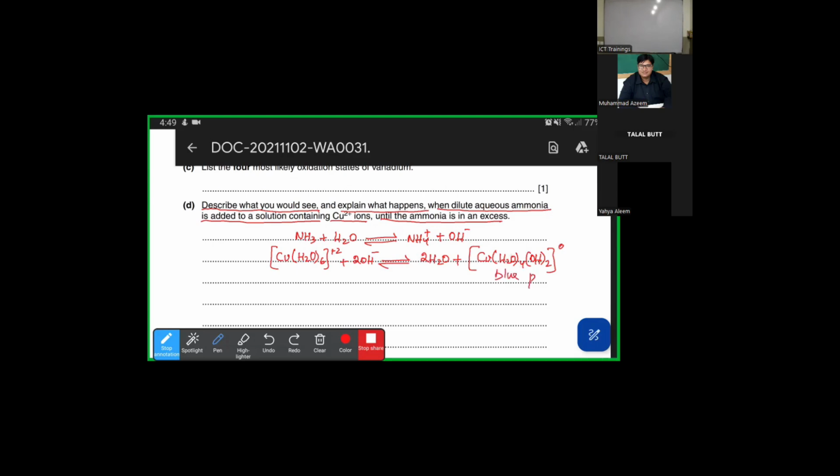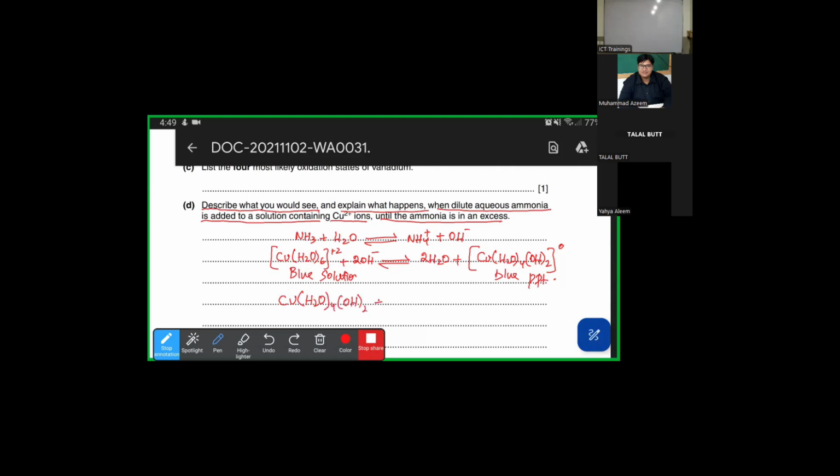So this blue precipitate is formed. So this is the blue solution. So this is the precipitation reaction that would occur. Okay, and when you add excess of aqueous ammonia, this blue precipitate dissolves. So how does it dissolve? I told you, copper with water 4 and OH2.